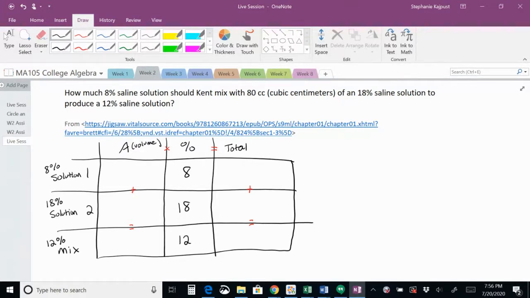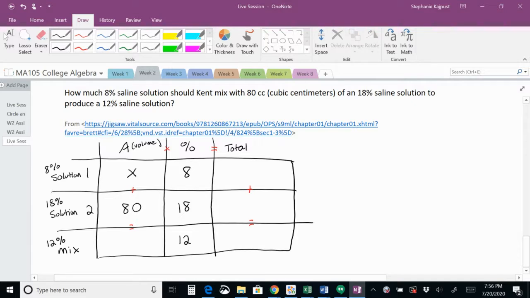So now I need to fill in my volume, the first column, with the amount. So it says how much 8%. So that means we don't know how much we need. So that's going to be our variable x. So we don't know how much we need of the 8%. That's our unknown. And Kent is mixing this with 80 cc's of the 18%. So the amount of the 18% is 80 cc's.